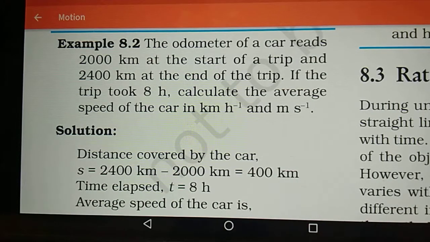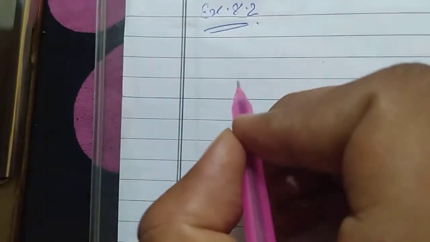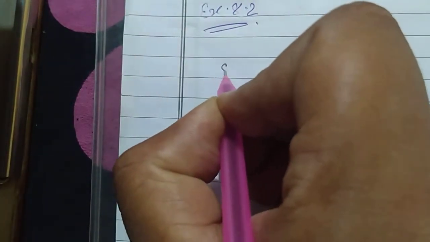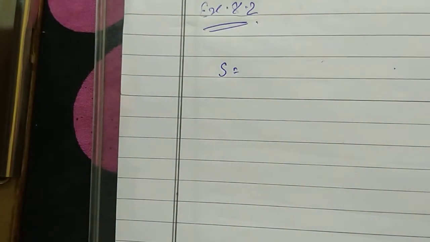Okay students, now we'll see example 8.2. The odometer of a car reads 2000 km at the start of the trip and 2400 km at the end of the trip. If the trip took 8 hours, calculate the average speed of the car in kilometer per hour. Now let us do this on a page. Example 8.2. The odometer reads 2000 km at the start of the trip and at the end 2400 km.